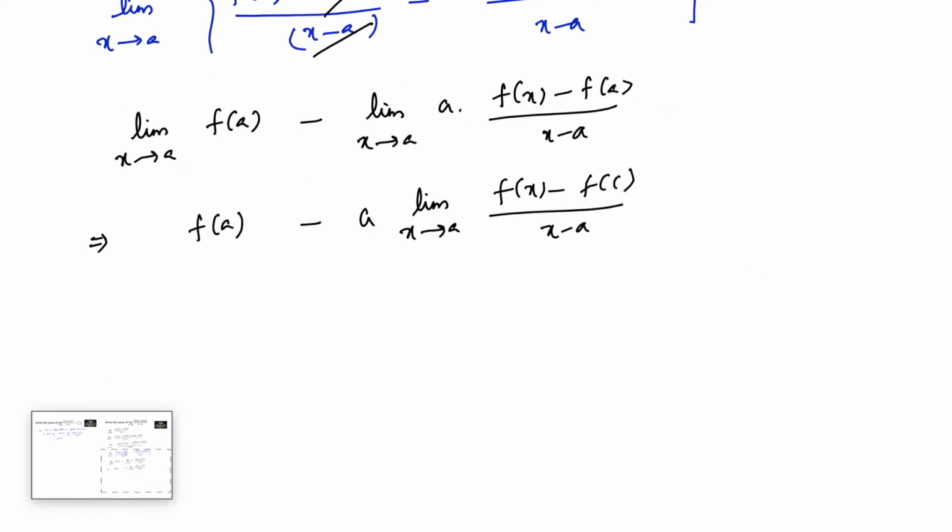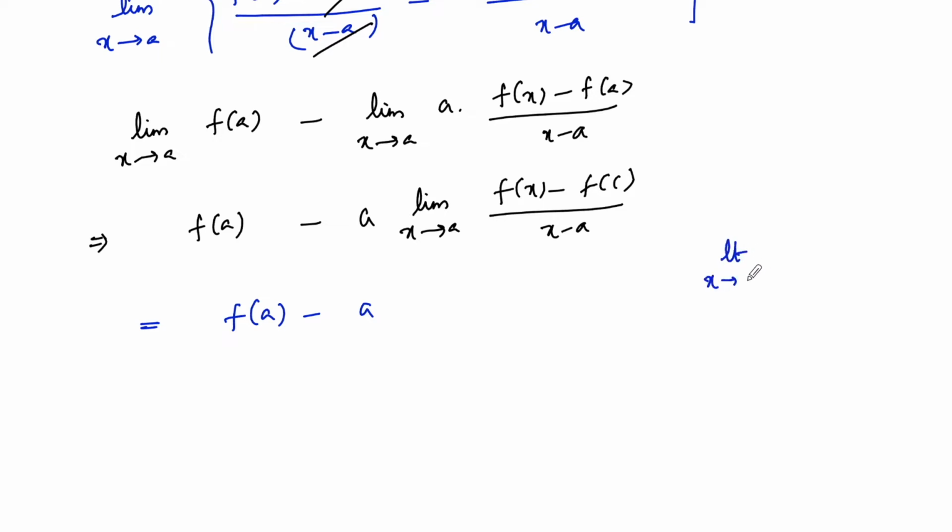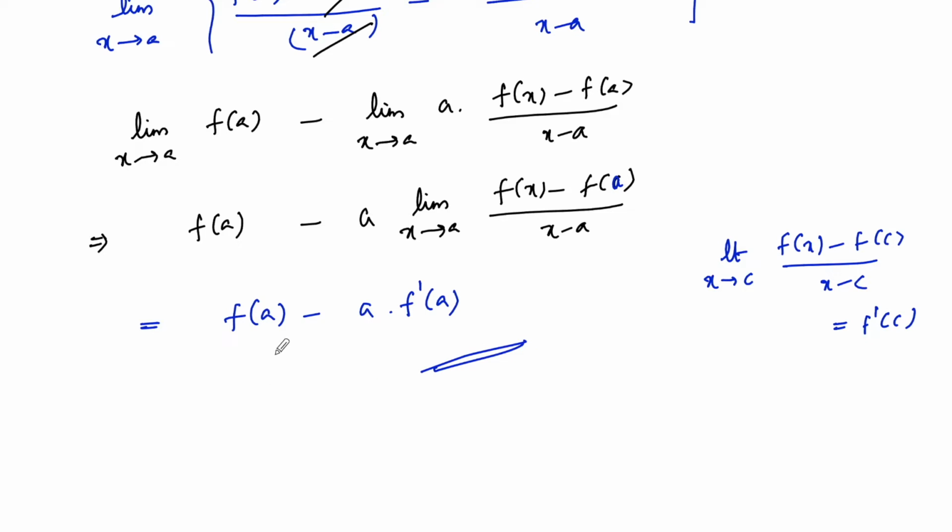So this is equal to f of a minus a into, since we know that f is differentiable at a point x is equal to c, limit x tends to c of f of x minus f of c upon x minus c is given by f dash of c. Here x tends to a, so we can write a into limit x tends to a of f of x minus f of a divided by x minus a. From the definition of differentiability, we can write f dash of a, so that we can give the answer as f of a minus a into f dash of a.